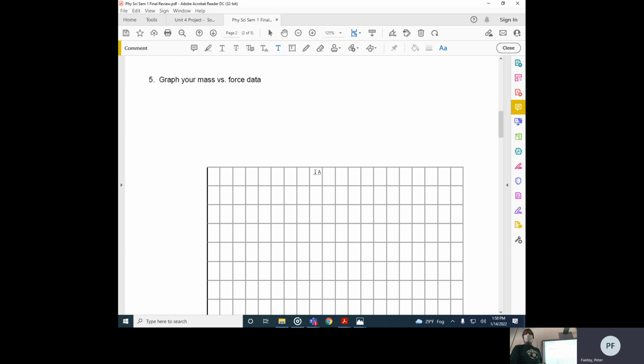Now we get to make a graph of the data. Which data are we going to graph? Mass and force. Now tell me this, the first thing you have to do is figure out which is the cause and which is the effect. Does the mass change the force, or does the force change the mass?